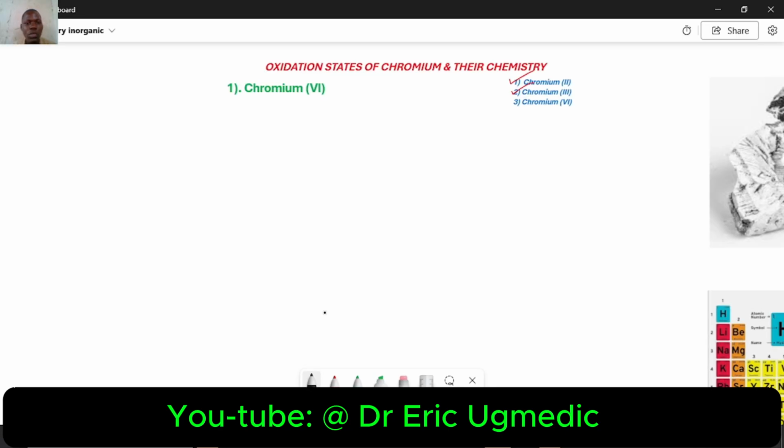So now let's look at the plus 6 oxidation state. In the plus 6 oxidation state, we are going to see two forms in which chromium exists. That is, we have what we have just looked at, that's the dichromate. Dichromate is written this way. You have your Cr2.